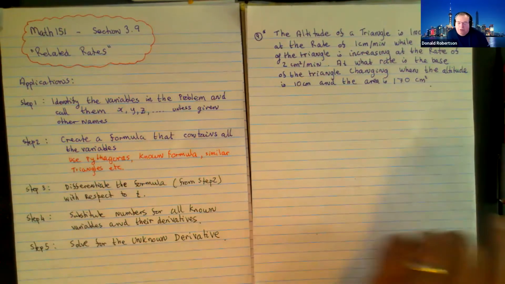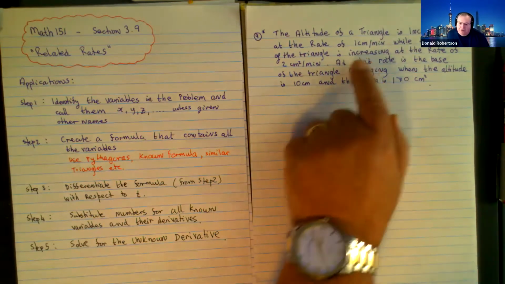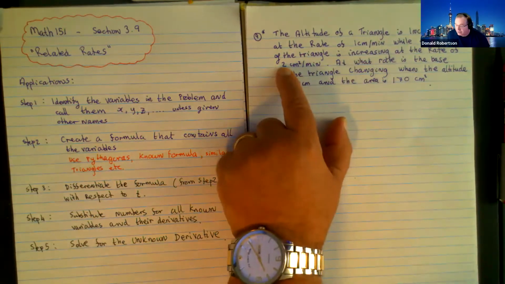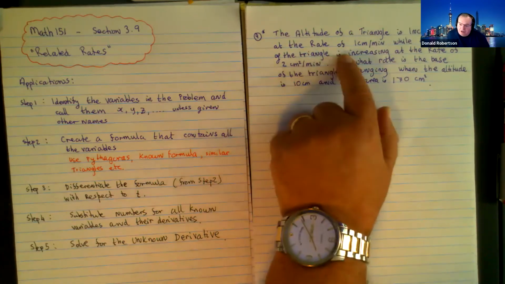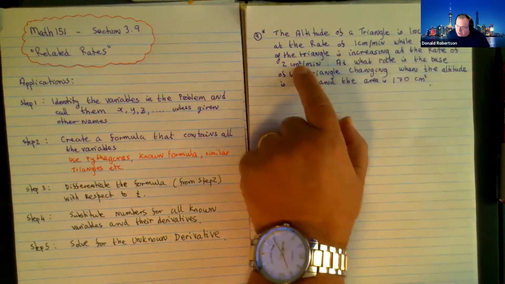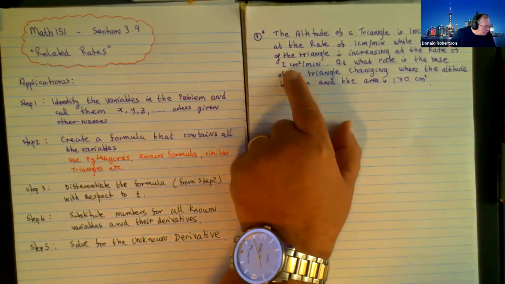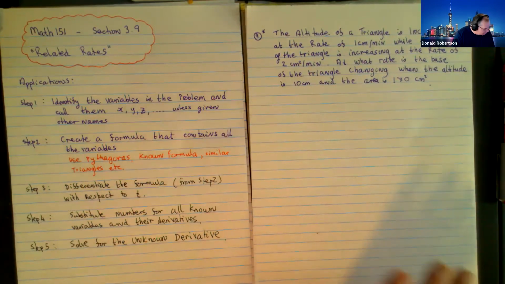Now, a few important little details. If something is increasing, it means that number is positive, as it obviously is. But if they had said the area of the triangle is decreasing at this rate, we have to realize that that means -2. So if something is getting bigger, the number is positive.